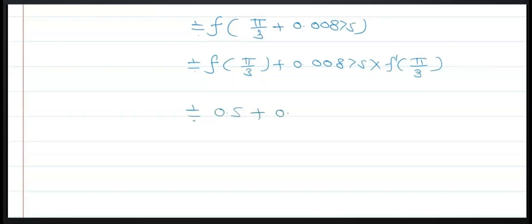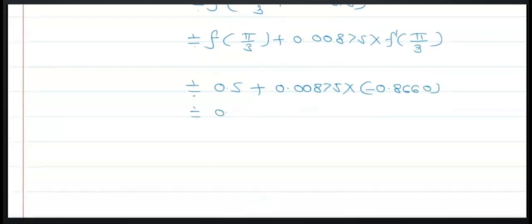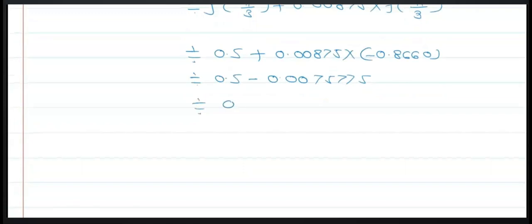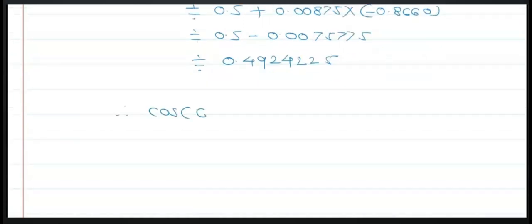The value of f of pi by 3 is 0.5, f dash of pi by 3 is minus 0.8660. We substitute, then you will get 0.5 minus 0.0075775, and that is nothing but 0.4924225. That is the cos of 60 degree and 30 minutes, which is equal to 0.4924.